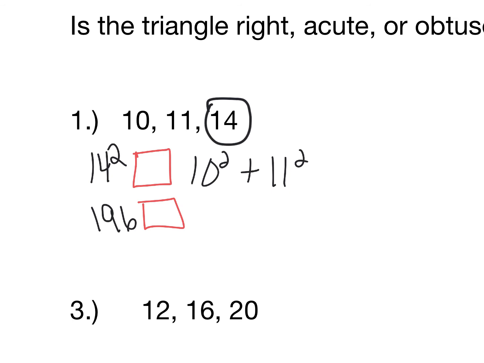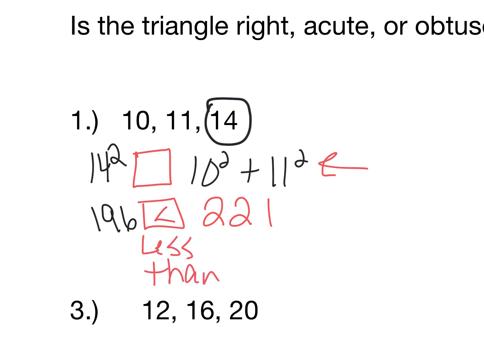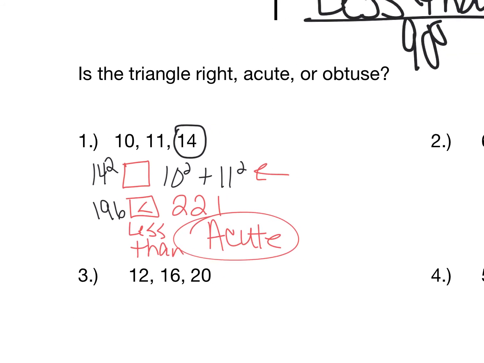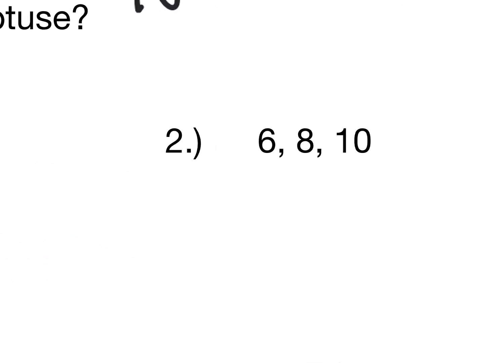Go ahead and use your calculator on this quite a bit. On a test or something, this is the line I want to make sure you have, and you don't have to show 100 plus 121. But if we add 100 plus 121, we get 221. And 196 is less than 221. Less than means it's an angle less than 90 degrees, which would be an acute triangle. So that's kind of how that works. We have that blank box in there so we can work with it just a little bit.